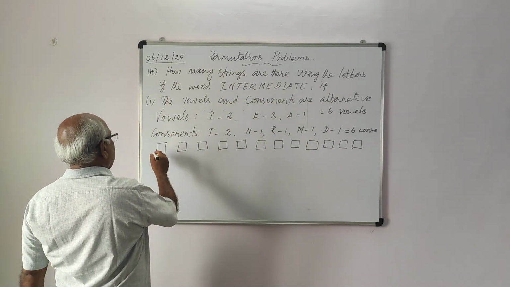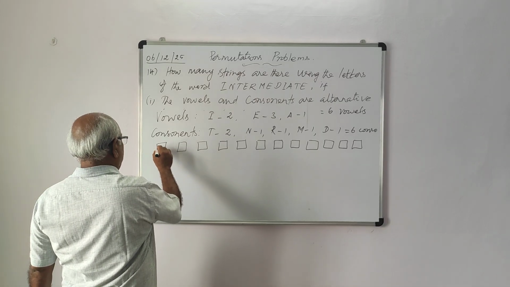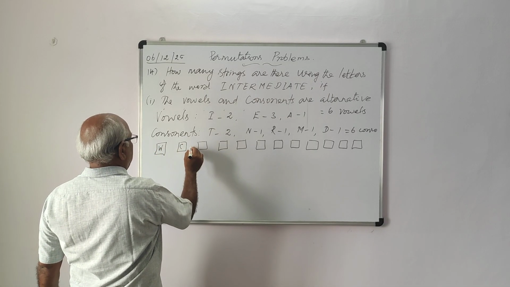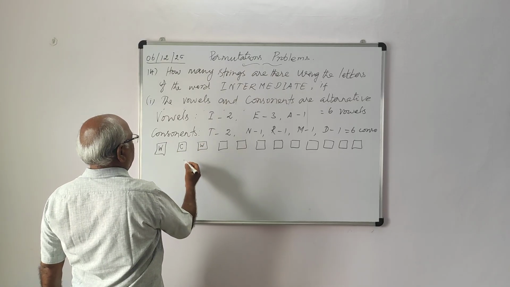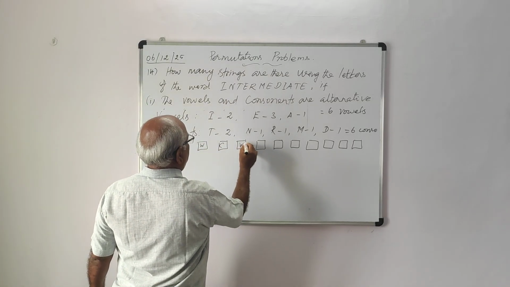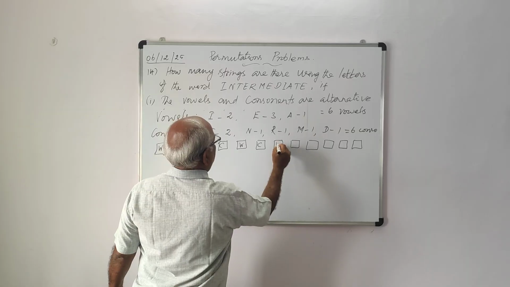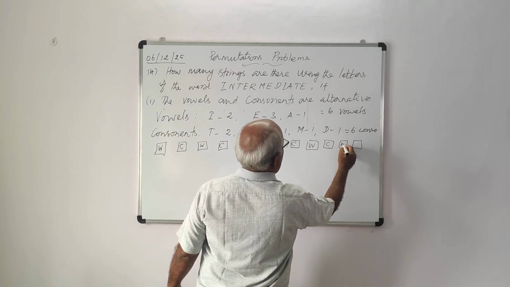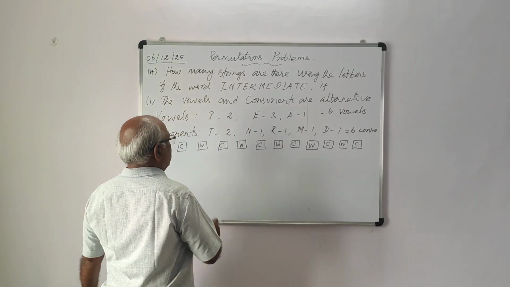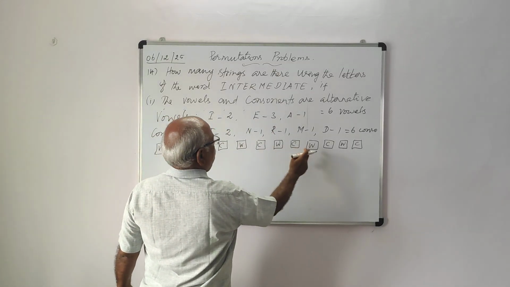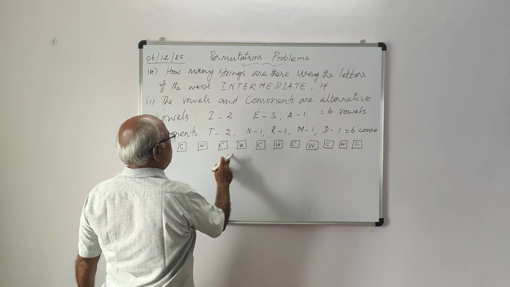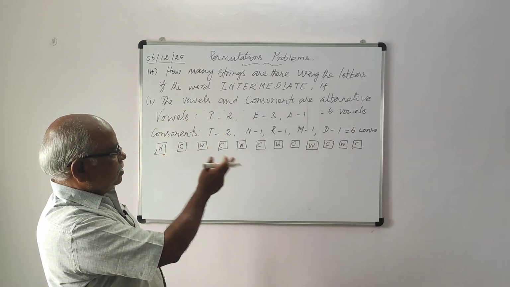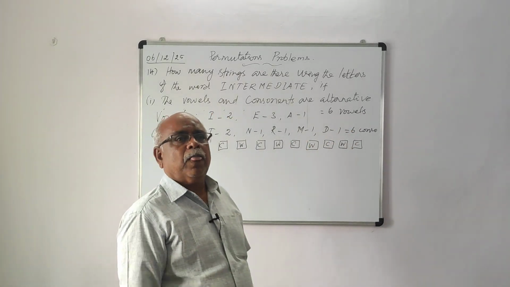Alternatively, if you start with a vowel, then consonant, next vowel, next consonant, and so on, up to the sixth vowel and sixth consonant. 1, 2, 3, 4, 5, 6 vowels are there. 1, 2, 3, 4, 5, 6 consonants are there. Like this, the vowels and consonants have to be arranged alternately.